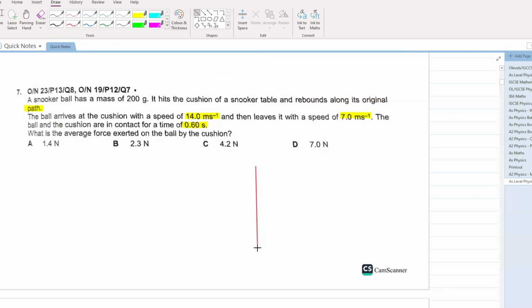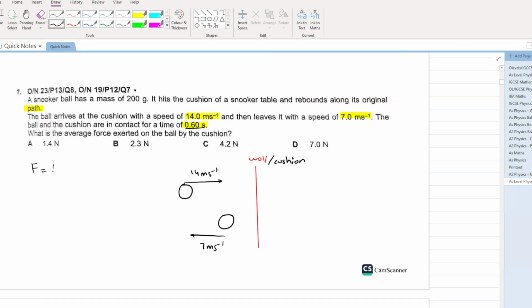Let's say this is your ball arriving towards the wall, or you can say the cushion, with a speed of 14 m/s. It leaves the wall or cushion at a speed of 7 m/s and the time is 0.6. Can you calculate the average force?